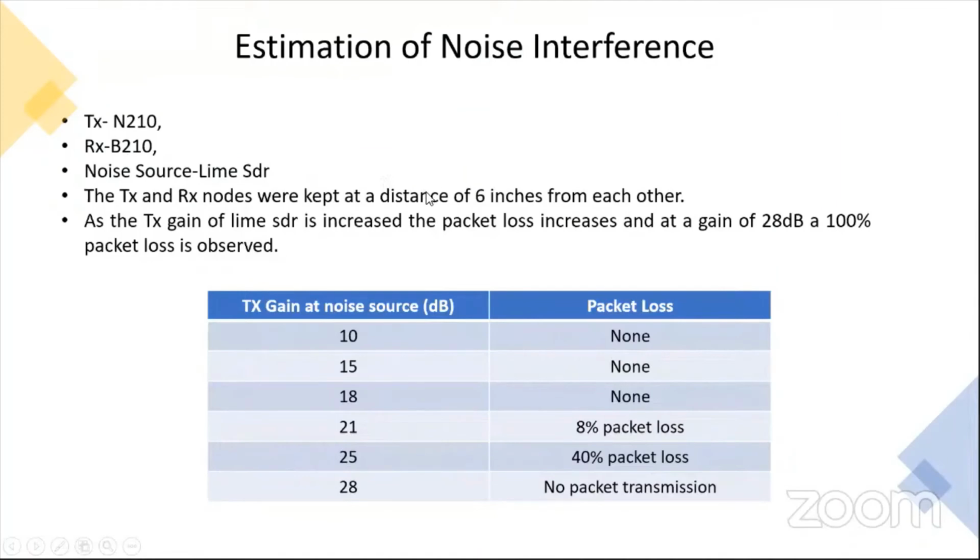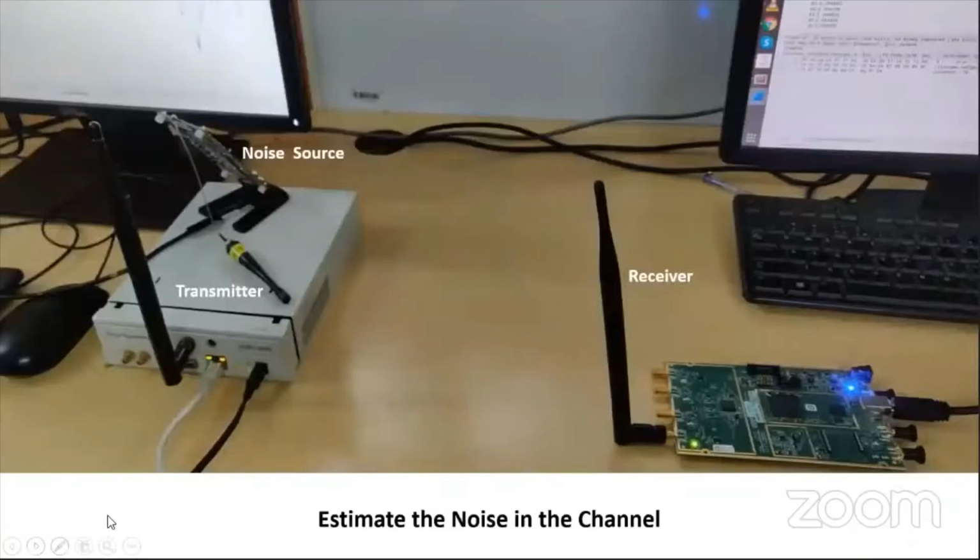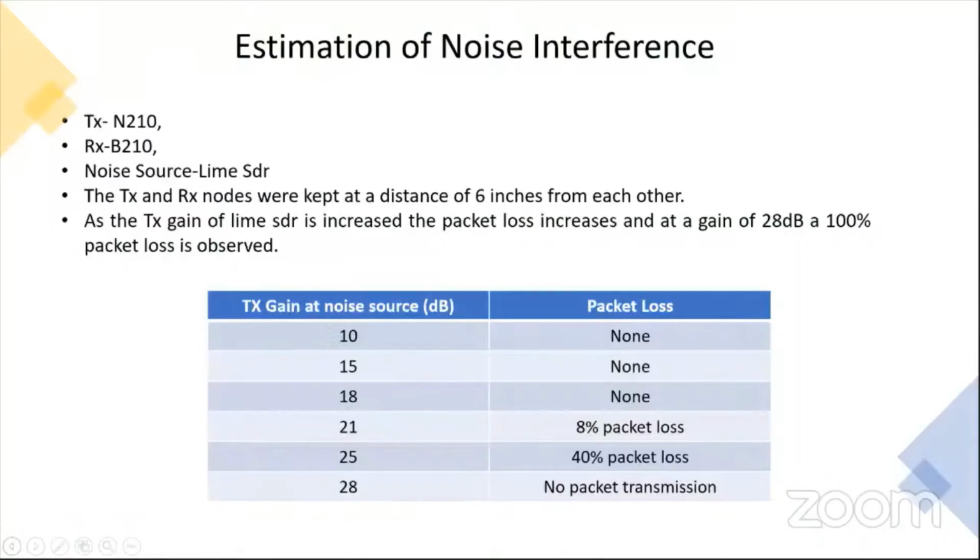So in order to validate whether the CCA block was working fine, we did a few experiments. The first experiment was to know whether the CCA block would be able to measure the energy correctly or not. So we have 2 USRPs. The TX is a USRP N210 and the RX is a USRP P210. And then we use a LimeSDR for creating noise. So these are some of the results that we got.